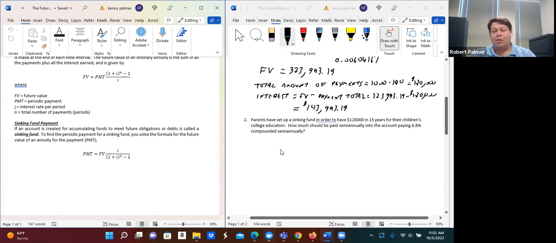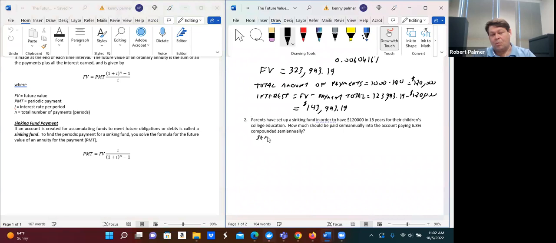Let's take a look at this example over here on the right. The parents have set up a sinking fund in order to have $120,000 in 15 years for their children's college education. How much should be paid semi-annually into the account, paying 6.8% compounded semi-annually? Okay, a couple of things to remember. Semi-annually equals 2 times per year.